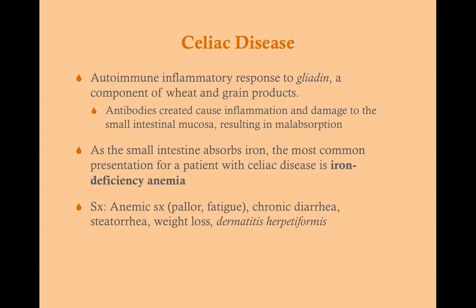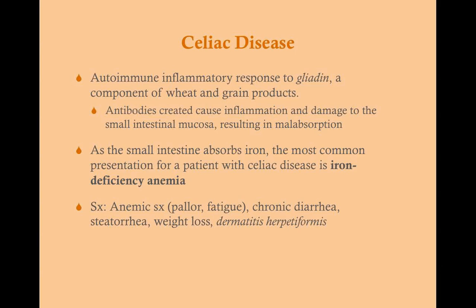Okay, so let's talk about celiac disease first. Celiac disease is an autoimmune inflammatory response to gliadin. Gliadin is a protein found in wheat and in other grain products. And so autoimmune, meaning that it's going to be a response that's initiated by your own immune system. You're going to create antibodies towards gliadin. And the reason that this is a problem is because those antibodies will also attack your small bowel.